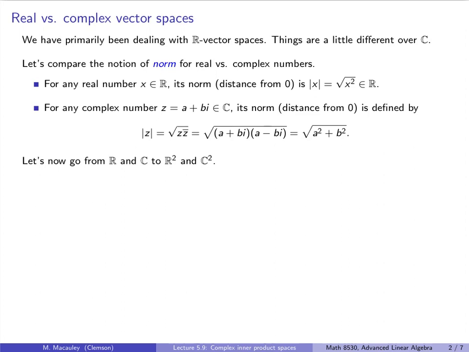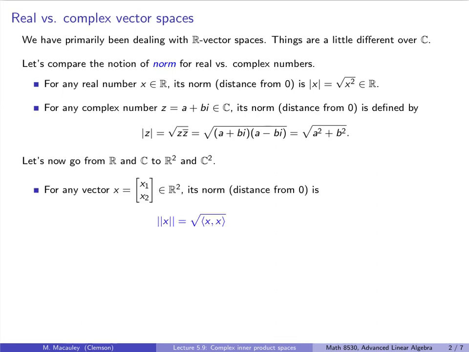We just compared R to C. Let's now compare R2 to C2. For any vector x in R2, its norm, or just the distance from the 0 vector, we'll use these double bars, is the square root of the inner product of x with itself, or the square root of x transpose x, or the square root of x1 squared plus x2 squared.